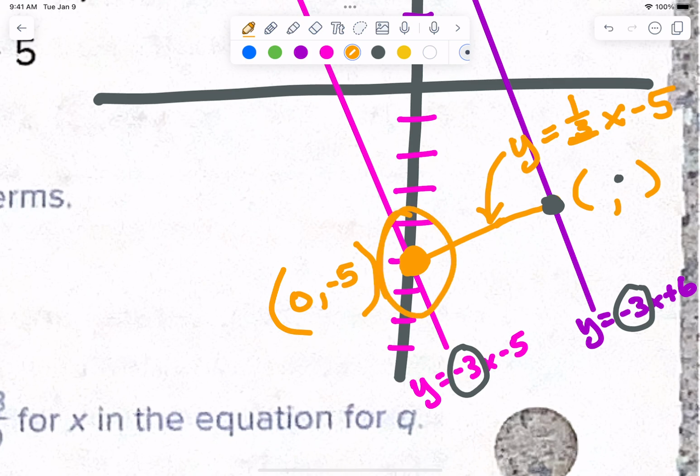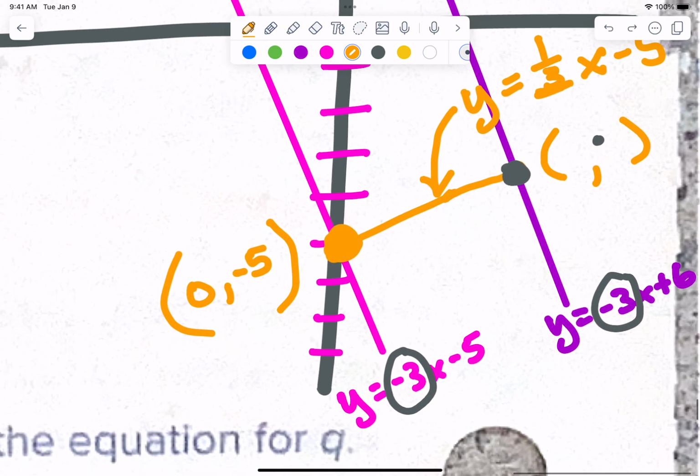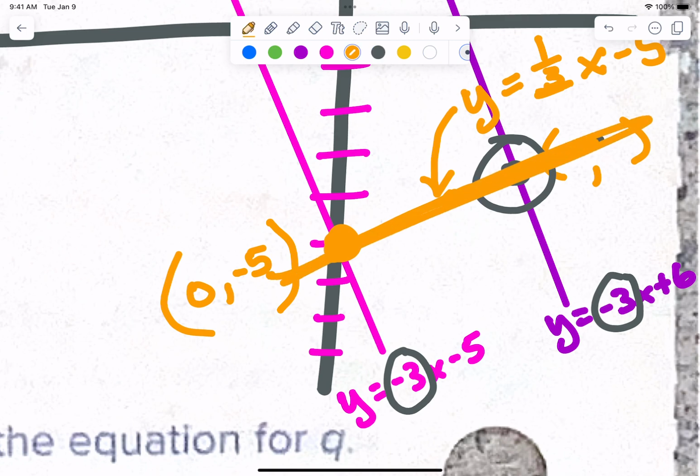He's touching at -5 right here, right? Okay, so that guy's equation is y equals 1/3 x minus 5. Now, can I use those equations somehow to figure out where this point is where they touch each other? Like this line right here, this orange one, is 1/3 x minus 5. And this purple one is -3x plus 6. Can I do something to those two equations to figure out where they meet? Where they intersect, where they cross each other?